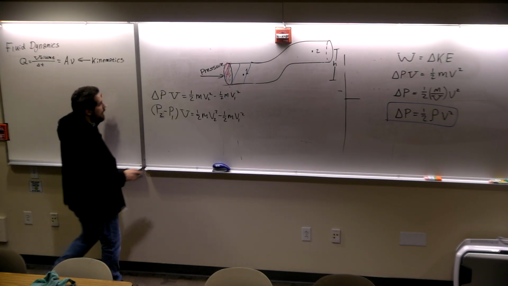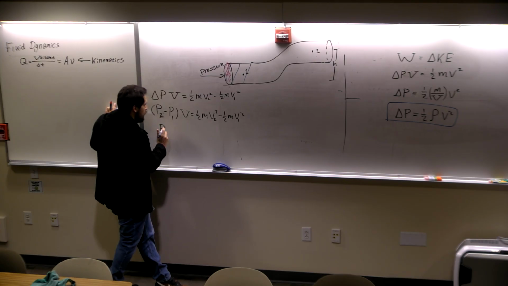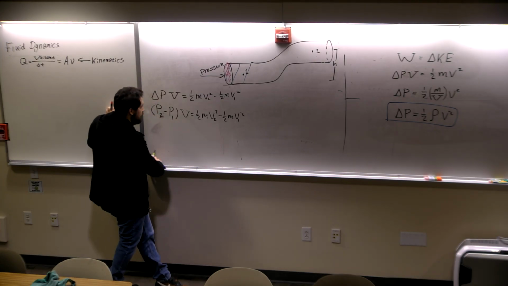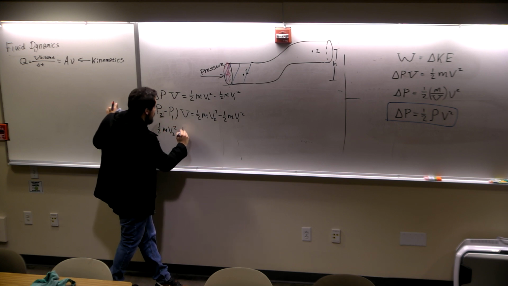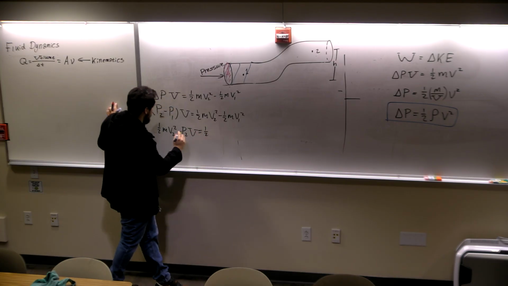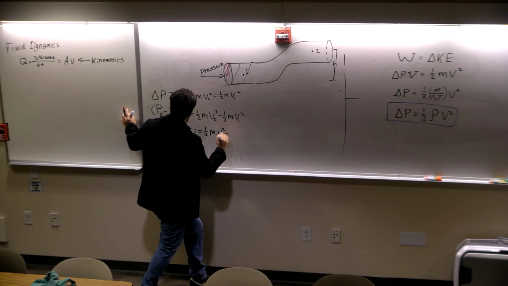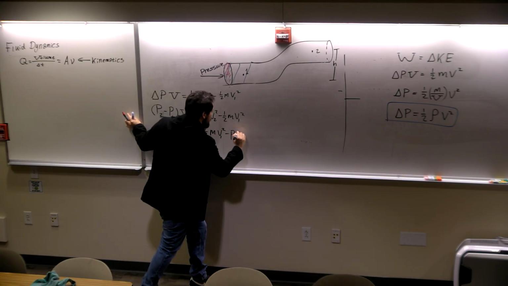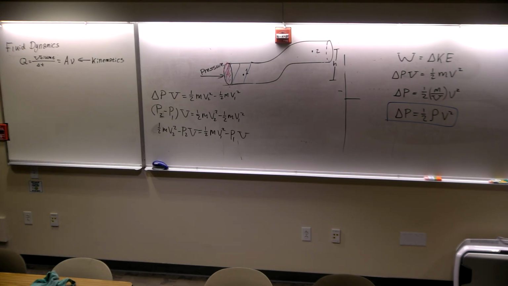Okay, so now what I'm going to do is put like terms on either side. We'll have 1/2 mv2 squared minus p2 times volume is equal to 1/2 mv1 squared minus p1 times volume, something like that. I think it makes sense to do that. Should I split up the pressures? I don't know, probably. We'll find out.